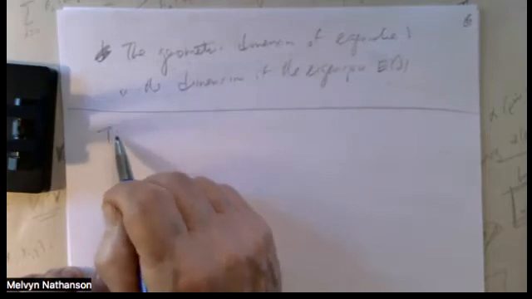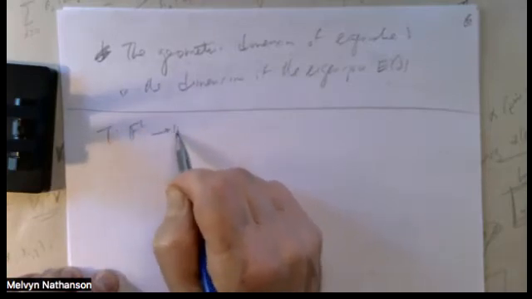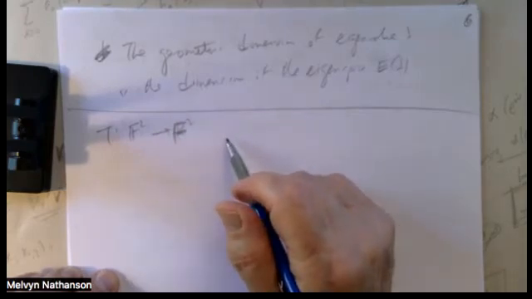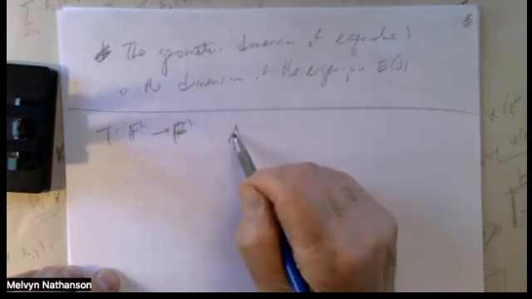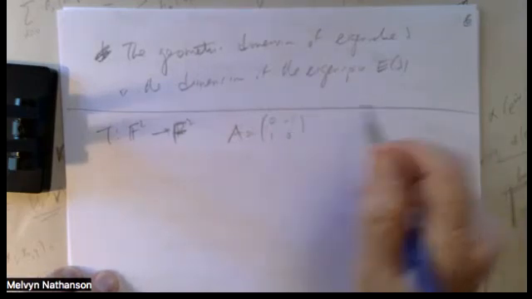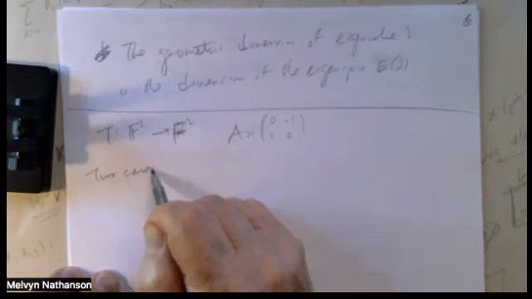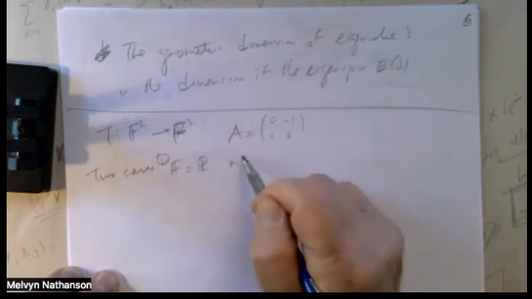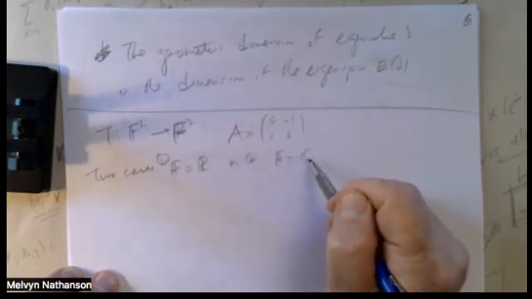Let's look at another interesting example. Suppose we have T from F2 to F2, two-dimensional space, determined by the matrix A equal to 0, 1, minus 1, 0. So let's say there are two cases. Either we take the real numbers in the real vector space, or the second case is we take the complex numbers.